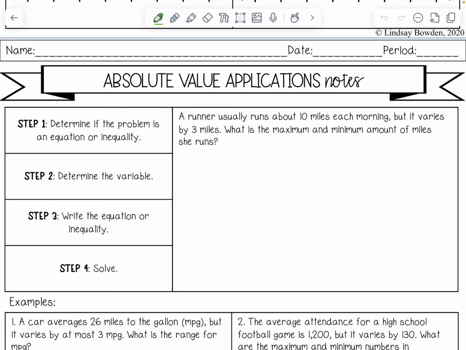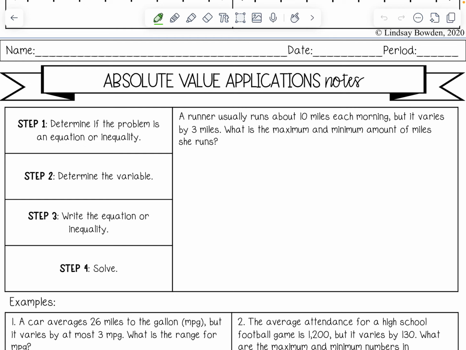So when we're talking about word problems or application problems with absolute value, your first step is to determine if the problem is an equation or an inequality. And that would come from reading the problem and looking for keywords. So if it's an equation, you're going to see things like equals or what is the. If it's an inequality, you'll see words like at most or at least.